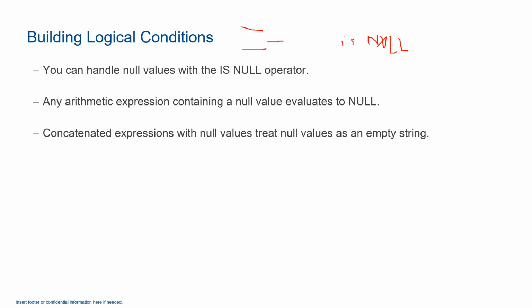An arithmetic expression containing a null value is null. Concatenated expressions with null values treat null values as an empty string. So if there are null values, suppose v_salary is null, it will be treated as null only.